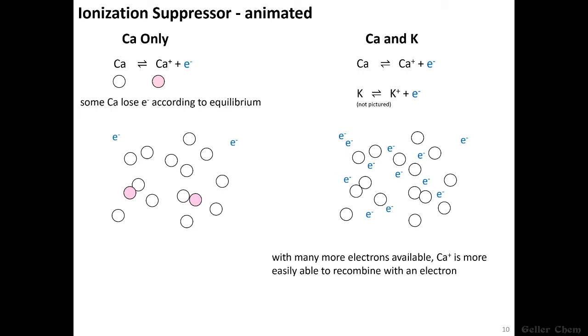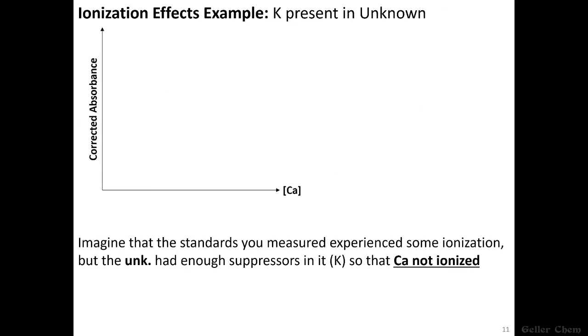So hopefully that all makes sense. Again, I think this is the least intuitive of our three interferences. Let's actually see it in action in the context of our calcium experiment. Let's imagine that the standards we measured experienced some ionization, which is perfectly reasonable because those standards were simple. It was just calcium, nitrogen, and oxygen.